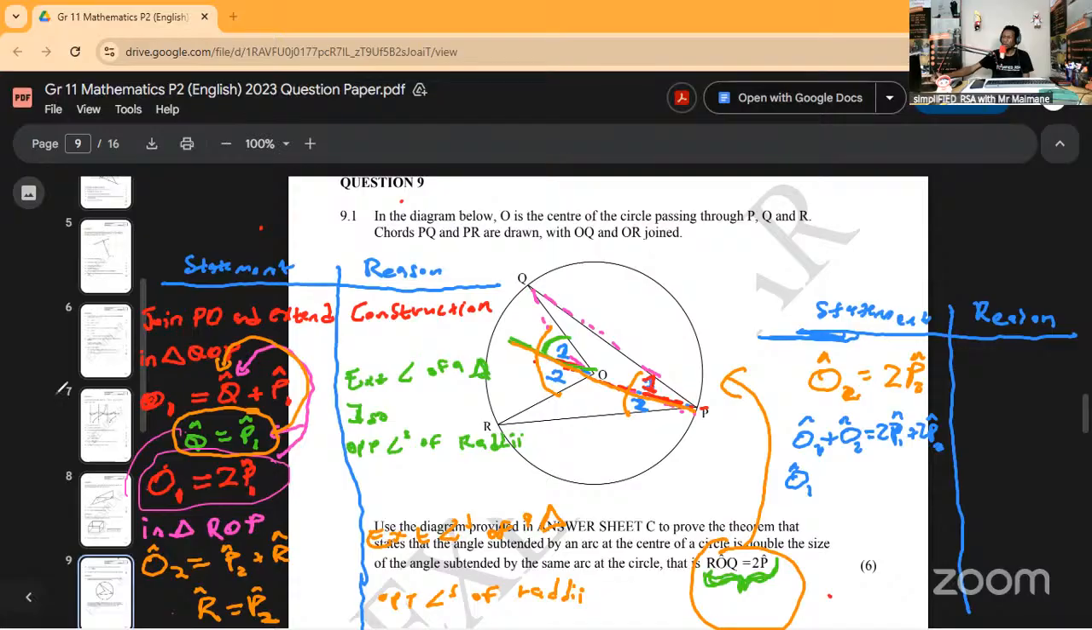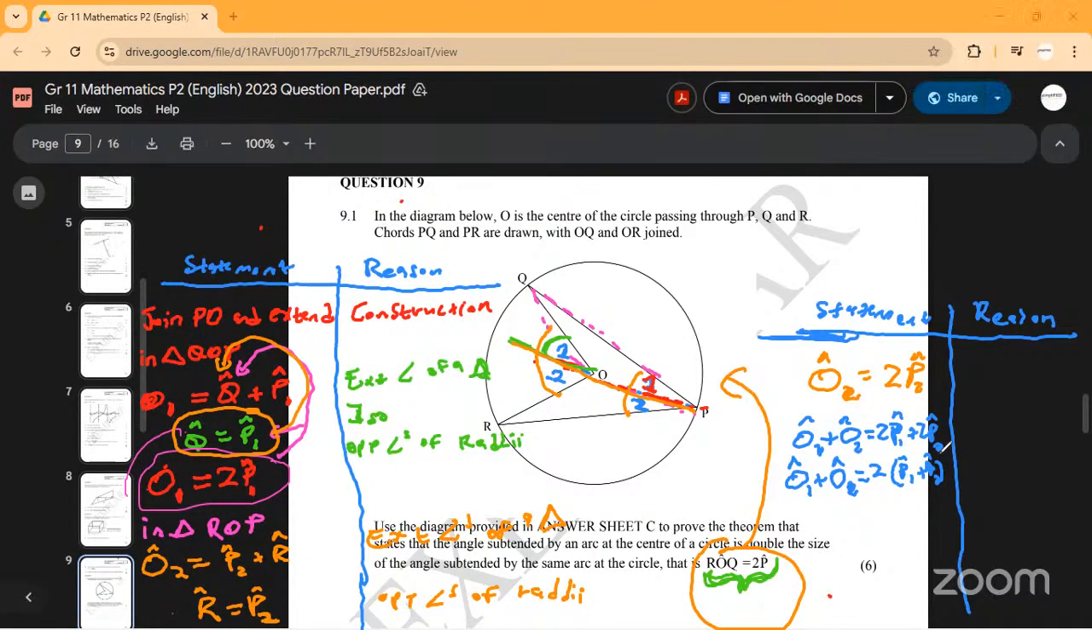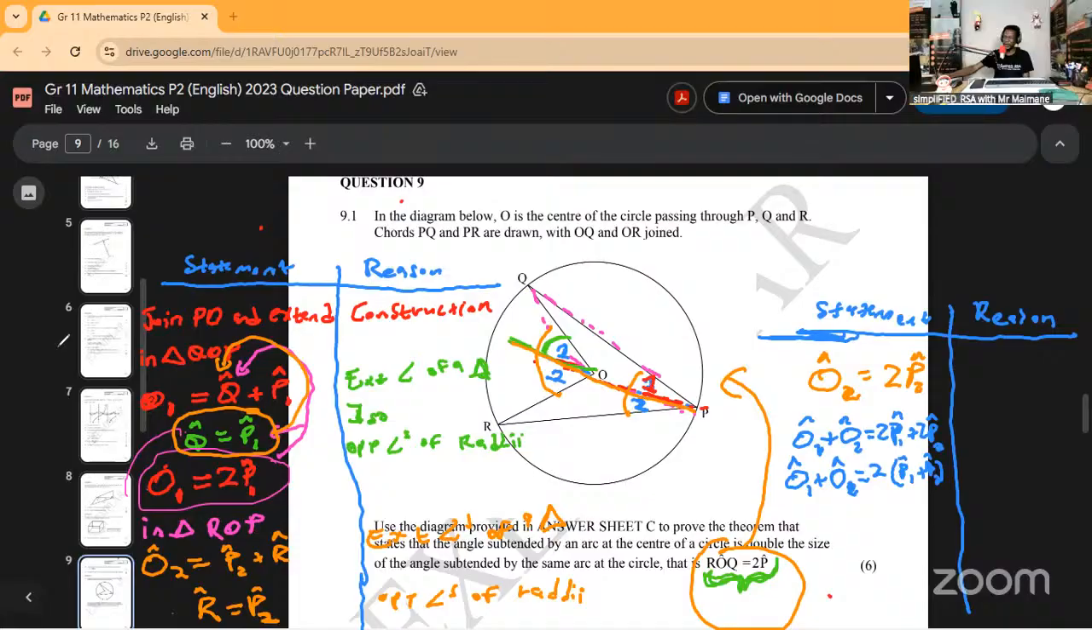I can't add O1 and O2 because they are different things, just O1 and O2. I can't say 2O and divide by, I can't do that. So I'm just going to say O1 plus O2 is equal to double P1 plus P2, just taking the common factor there. And then just by doing that, we have proved our thing because ROQ is O1 plus O2 and P is P1. So just by that expression, we are done.